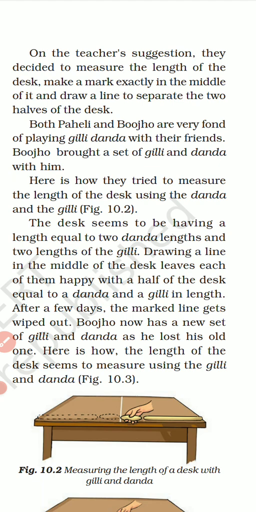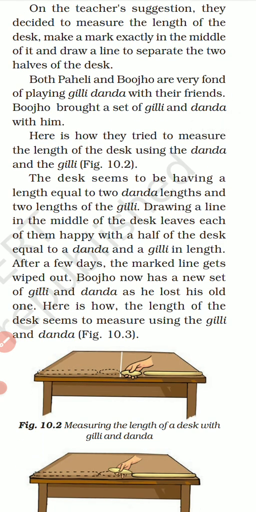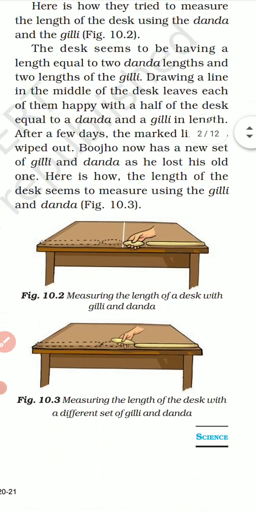Make a mark exactly in the middle of it and draw a line to separate the two halves of the desk. Both Paheli and Bujo are very fond of playing gilli danda with their friends. Bujo brought a set of gilli and danda with him. Here is how they tried to measure the length of the desk using the danda and the gilli. The desk seems to have a length equal to 2 danda lengths and 2 lengths of the gilli.